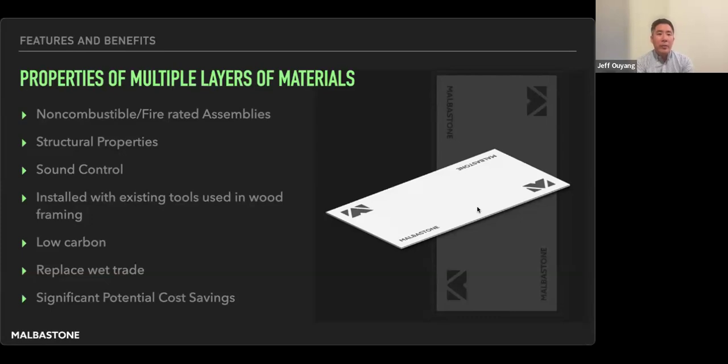And lastly here, because of these benefits, there's significant potential cost savings.